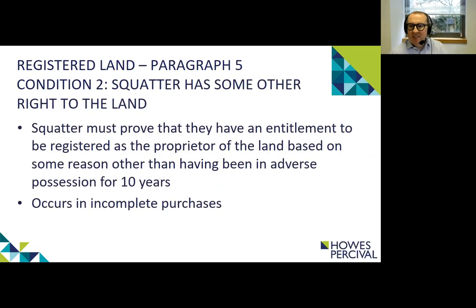Nearly finished, Bill, because I'm conscious that you need to get on to your examples. So the next one is relatively uncommon. That is that the squatter has some other right to the land, and you're usually looking at incomplete purchases. So you're usually looking at the situation where somebody buys the land, but for some reason they're not registered as proprietor. Maybe the land registry have raised a requisition and it's not been dealt with. They then try to sell the land to someone else who notices, and usually they get title there. So it's relatively rare, relatively uncommon.